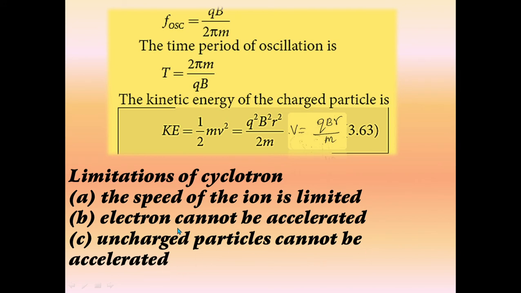Once again, repeat the limitations of cyclotron. The speed of the ion is limited. Electron cannot be accelerated. Uncharged particles cannot be accelerated. Only charged particles are accelerated by the cyclotron.